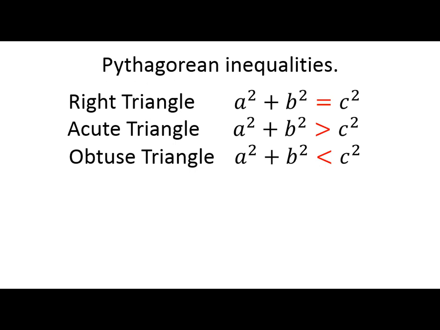So always look at the value of c squared. If c squared is smaller than the other two combined, it's acute. If c squared is bigger than the other two combined, obtuse. Any questions on that?